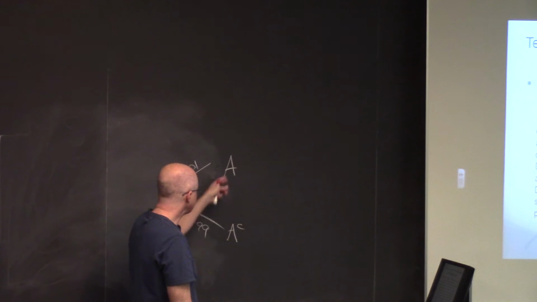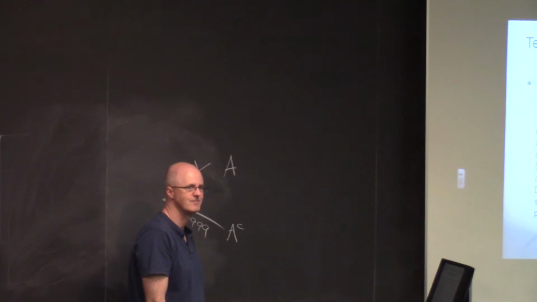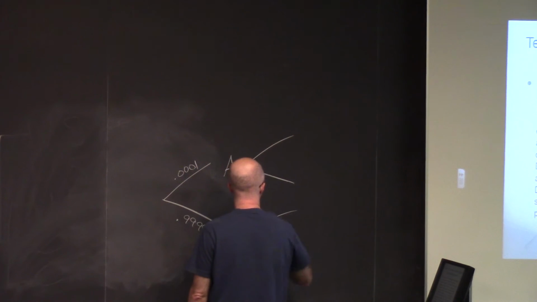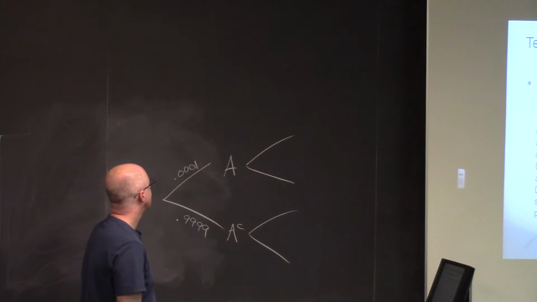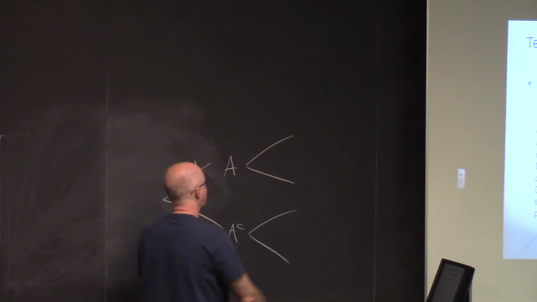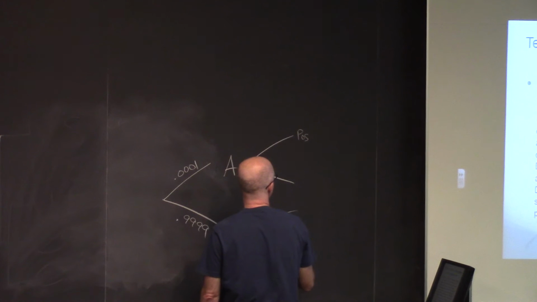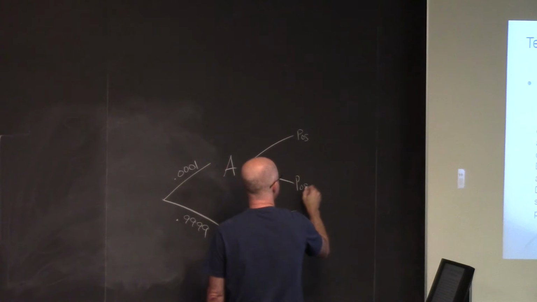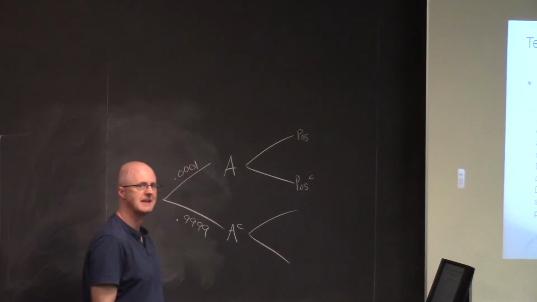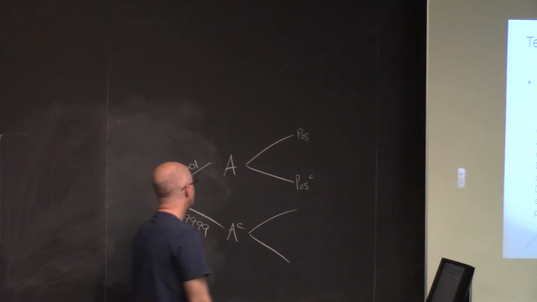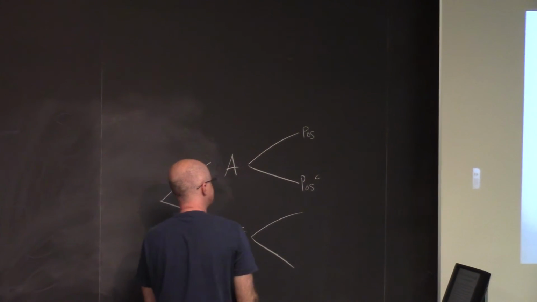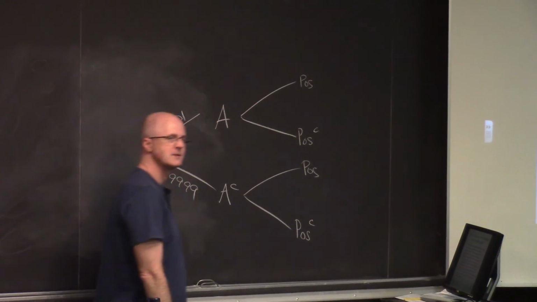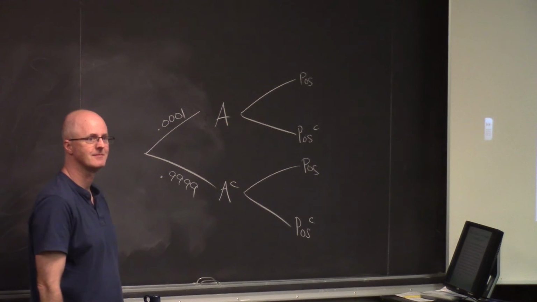Pretend everybody in all these groups gets tested. Just pretend, that didn't actually happen. For those people who had disease A, they could get a positive result or a negative result. I won't write negative as NEG, I'll write it as pos complement. That means the negative test result. For those people who don't have disease A, the test still could come back positive or negative. So I write pos and pos complement again.